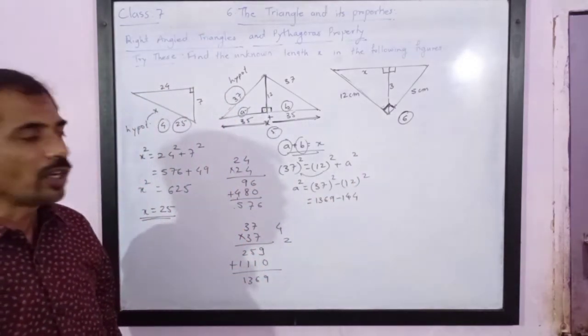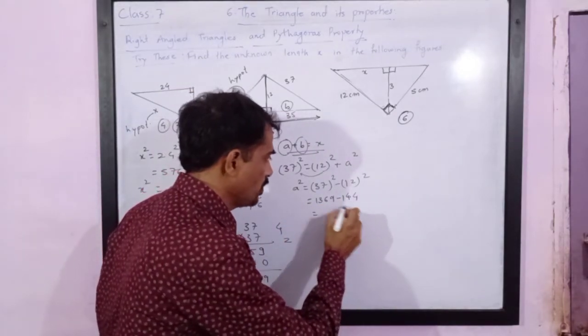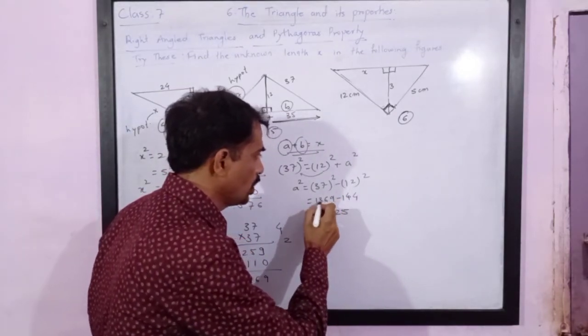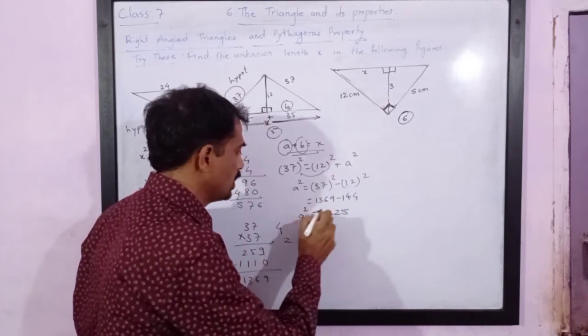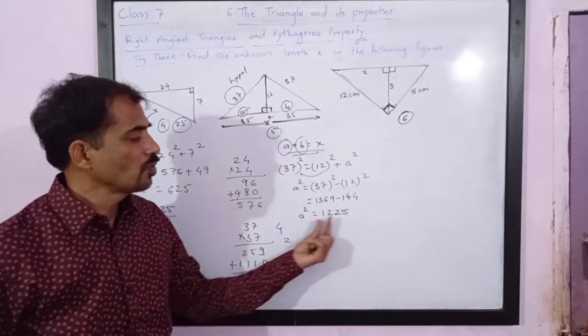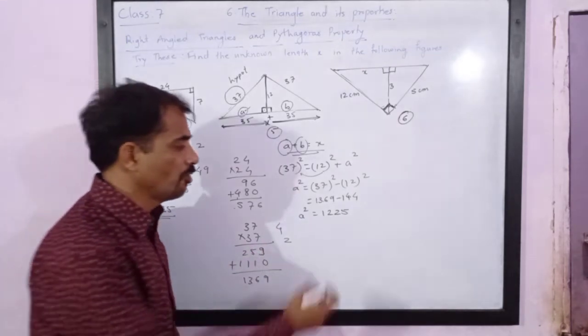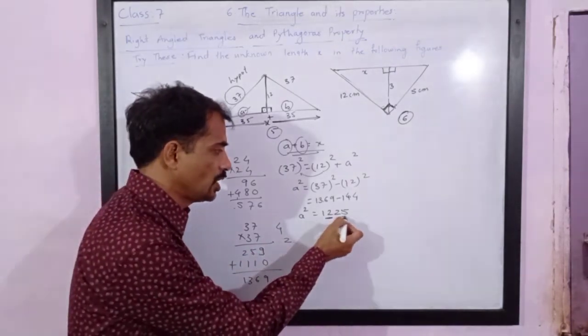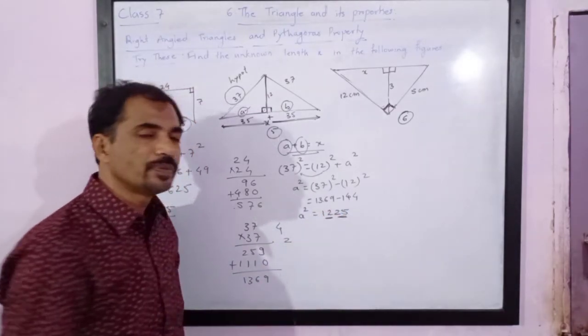12 square is 144. So if you do the subtraction, you will get 9 minus 4 is 5, 6 minus 4 is 2, 3 minus 1 is 2 and 1000 is as it is. So a square is equal to 1225. Now taking the square root of both sides, 3 fours are 12 and 5 fives are 25. So it means this is the square root of 35.